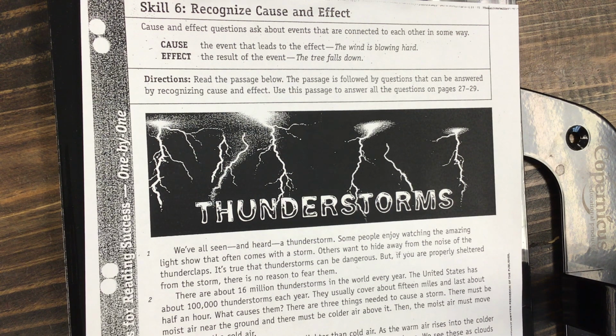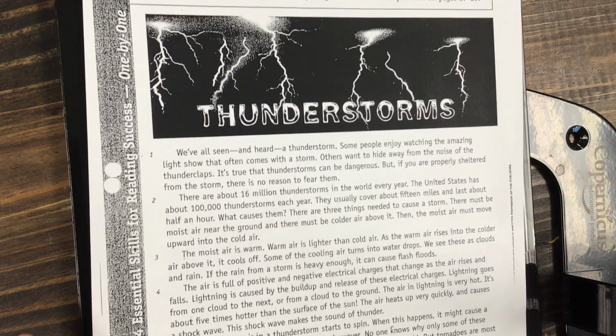There's another video on the Canvas page that you can watch about cause and effect if you want more practice with that. Today we're going to be reading about thunderstorms, so the directions say, read the passage below. The passage is followed by questions that can be answered by recognizing cause and effect. Use this passage to answer all the questions on pages 27 to 29, so those will be on Canvas. So let's get started reading about thunderstorms.